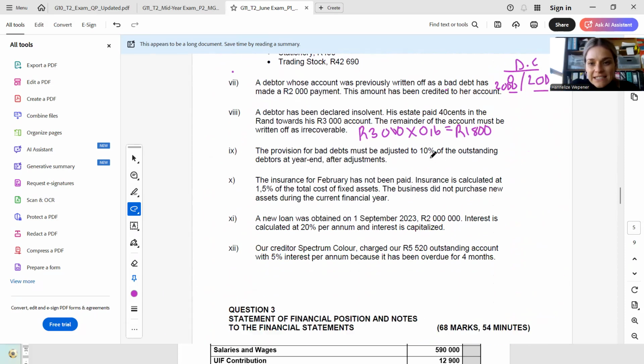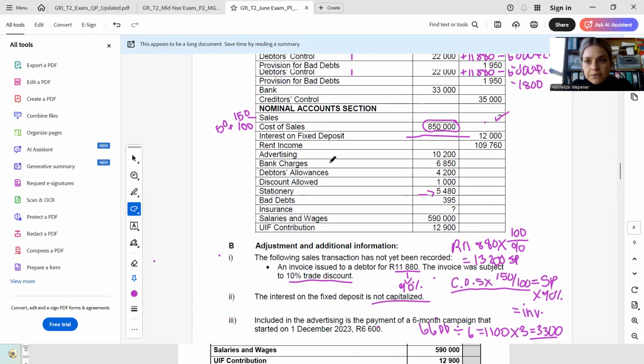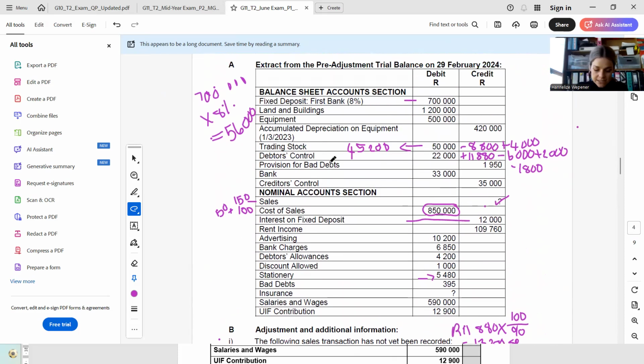Then, almost done. The provision for bad debts must be adjusted to 10% of the outstanding debtors at year end. What this means is that looking at the debtors control that you now have after taking into account all of these adjustments, that debtors control balance, you don't think you are going to be able to collect 10% thereof. That's why your first step is to calculate what is my debtors control balance after all of the adjustments that I have there.